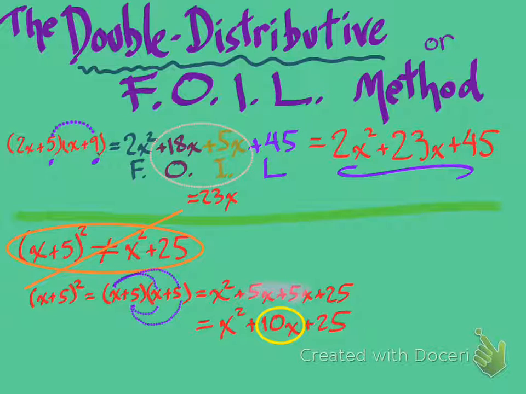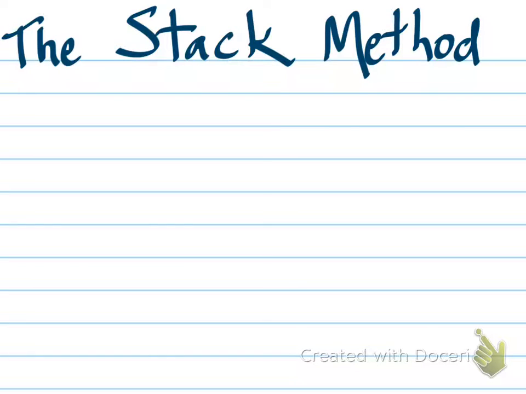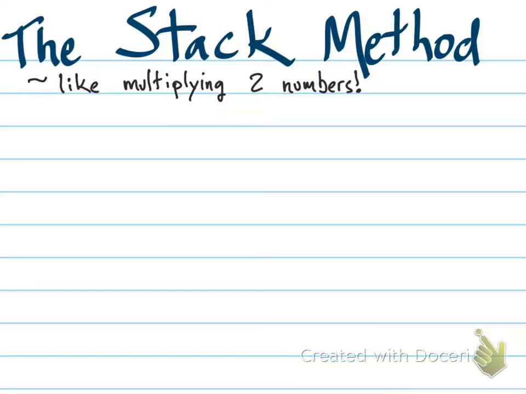Okay, on to the last method called the stack method. This method is kind of interesting. It's really just like how you may have learned to multiply two numbers. If you were in elementary school and you learned a different method for multiplying two numbers than the one I'm going to do right here, this method may seem rather foreign to you. But a lot of people were taught how to multiply two numbers together, such as 23 times 61.